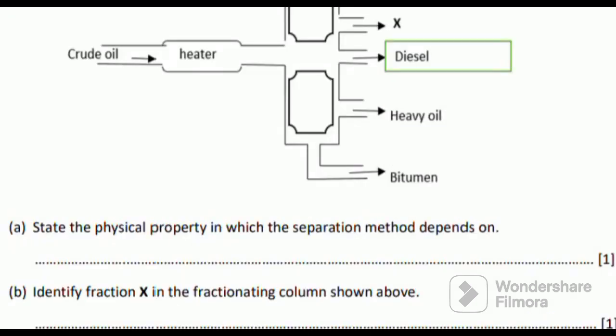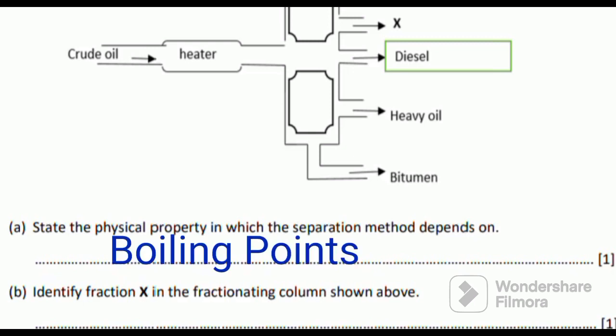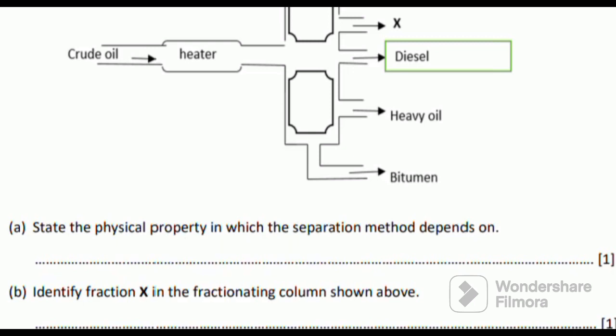Okay, the first question is saying, state the physical property on which the separation method depends. This fractional distillation depends on a physical property called the boiling point. The fraction with the lowest boiling point will tend to be separated first, and the fraction with the highest boiling point will be separated last.